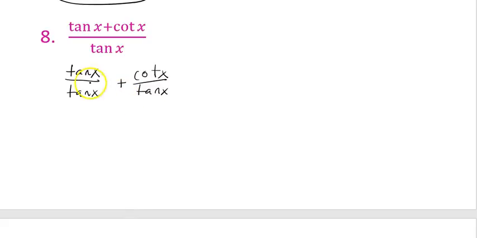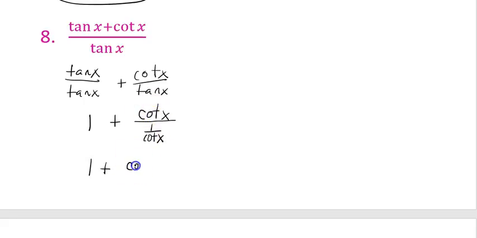Okay, so tangent over tangent is obviously 1. Cotangent over tangent, I need to think about using those reciprocal identities. So I can turn them into sines and cosines, or I can use the other relationship, which is what I'm going to do in this case. I'm going to leave the top as cotangent. I'm going to turn the bottom into 1 over cotangent. That's going to allow me to flip and multiply.